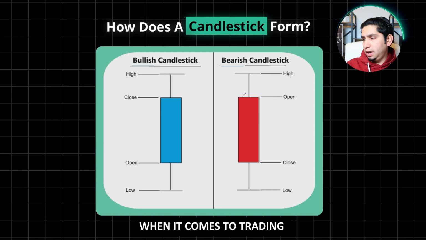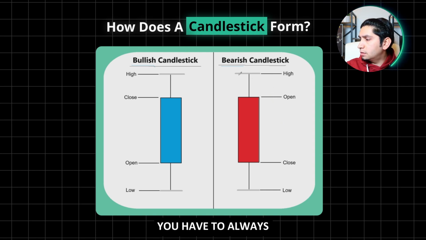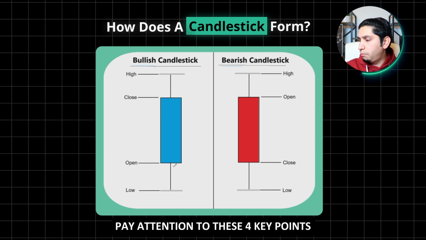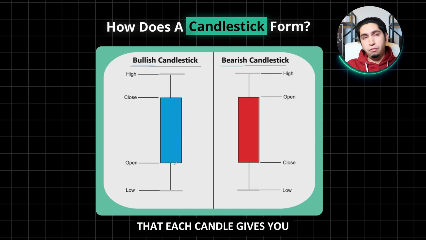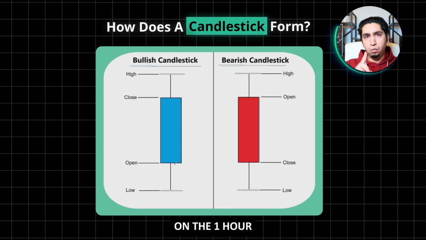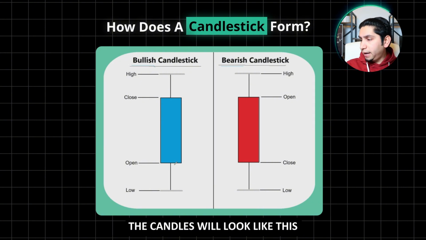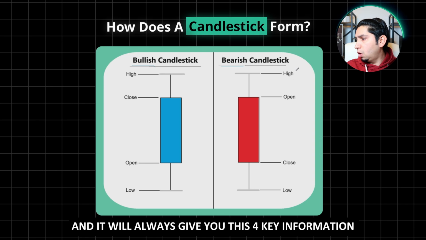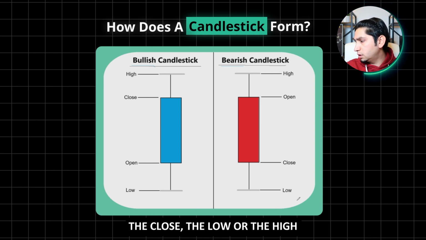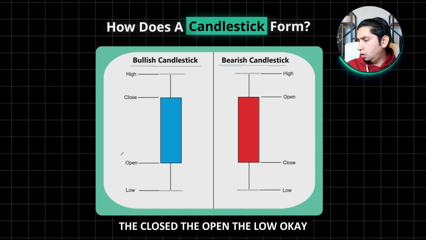When it comes to trading, you have to always pay attention to these 4 key points that each candle gives you. Regardless if you're on the 4 hours, on the 1 hour, on the 5 minute, and any time frame that you are in, the candles will look like this, and it will always give you these 4 key information: the high, the open, the close, the low, or the high, the close, the open, the low. Okay? Now, this is how a candlestick is formed.